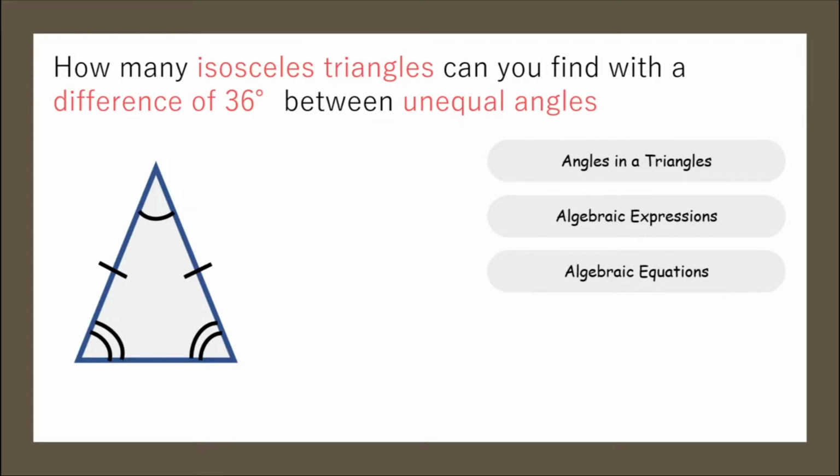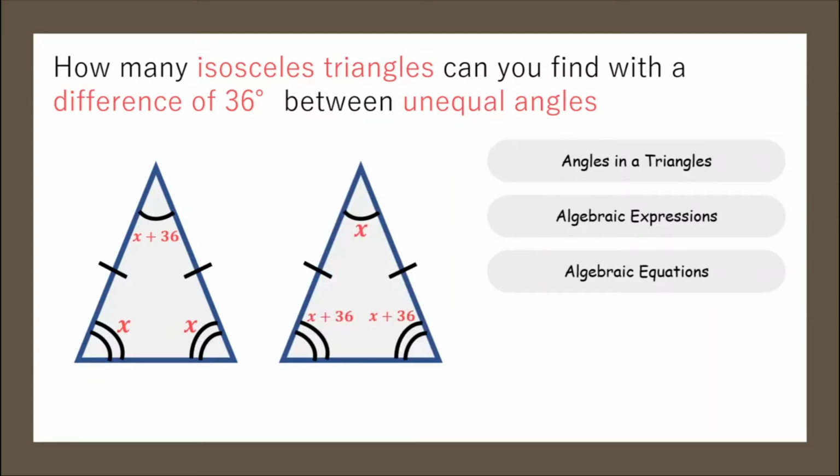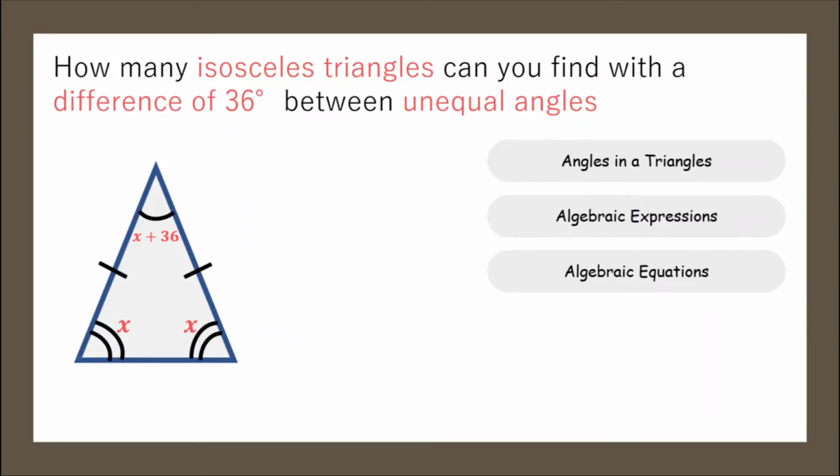So here's the first triangle that I'm going to think of. I'm going to call these base angles x. So each of these two are x, unknown angle size, but I'm going to make the top angle 36 degrees larger. There's a difference of 36 degrees between the equal angles and the solo angle. In this case, I've made the top angle larger than the others.